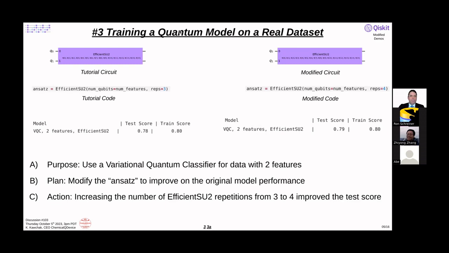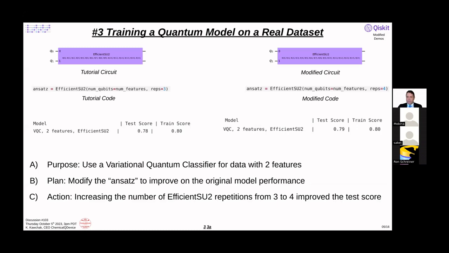Yeah, so this next one is training a quantum model on a real data set. For this particular one, what was changed is the number of repetitions. You don't want to think of repetitions as if it's nothing, because EfficientSU2 has a certain block of gates per repetition. So when you increase it from 3 to 4, it's not just one gate, it's a block of gates, sometimes 9 or 10 or even more.